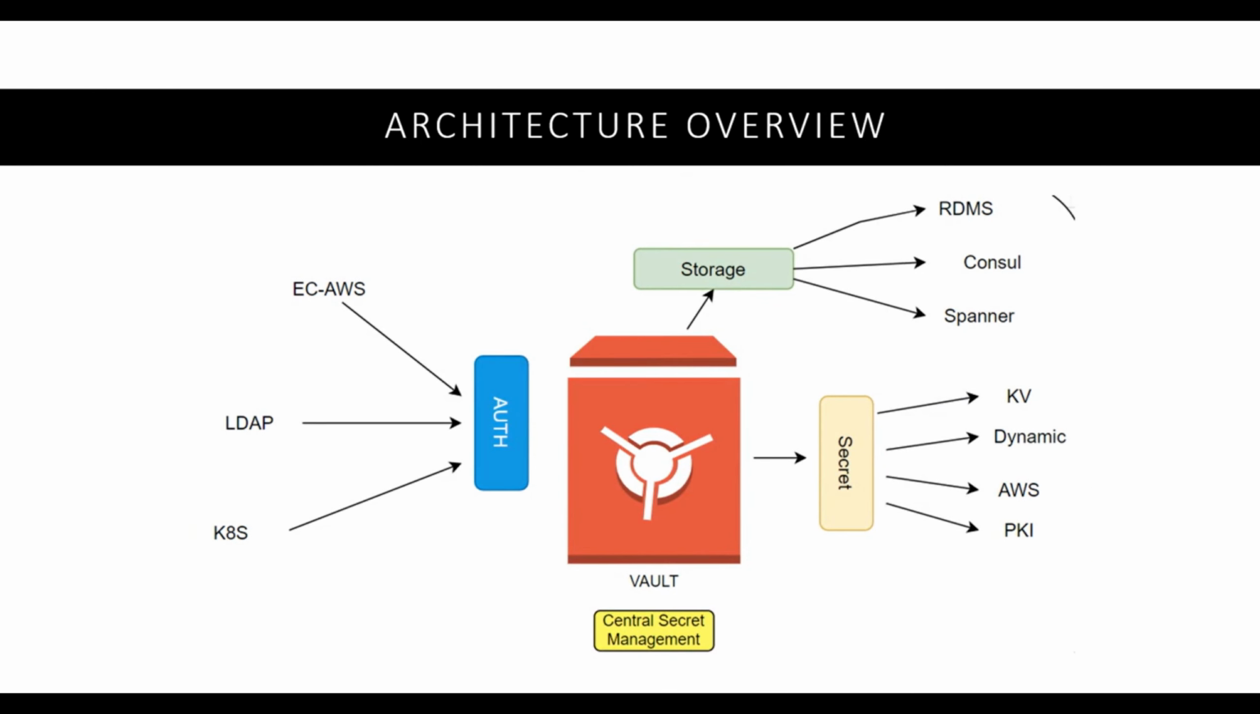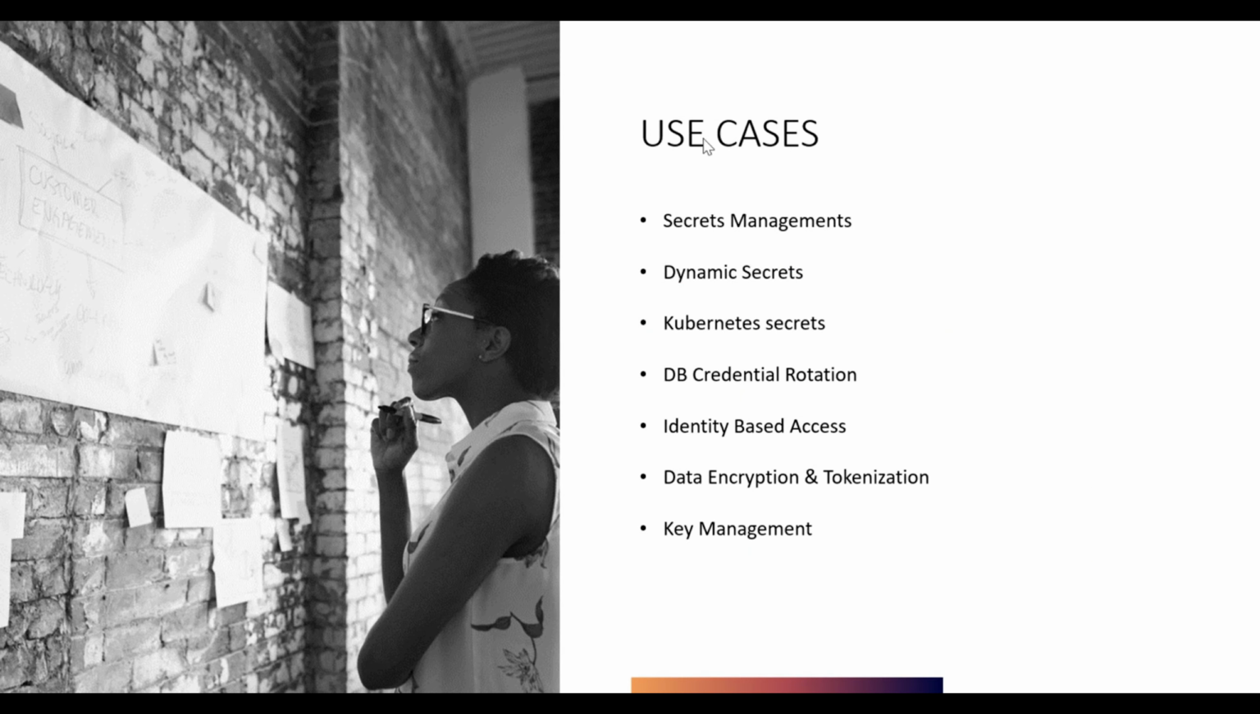Hey guys, so after the architecture overview, now I'm going to talk about the use cases. There are various use cases of the Vault which we have already seen in the previous couple of slides. Those are secret management, dynamic secret, Kubernetes secret, database credential rotation, identity based access. Let me briefly explain what this is. In my previous slide, I already explained that we can easily sync our Vault to any cloud platform. It may be AWS, GCP, or Azure.